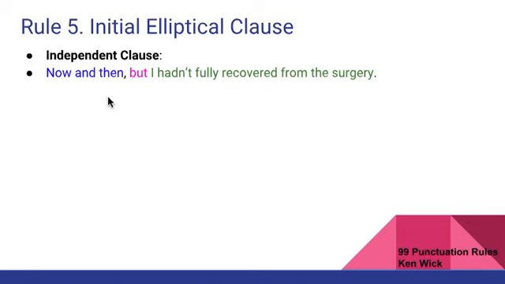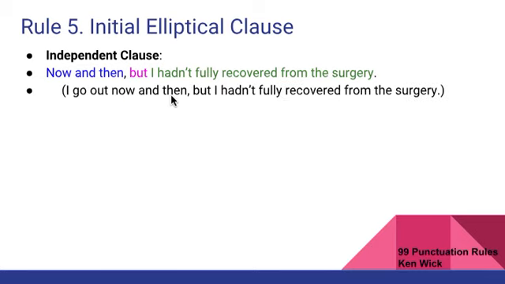So how would you punctuate this? Well, no doubt this "now and then" is an elliptical form of an independent clause or a subordinate clause. It could stand for, I go out now and then, but I hadn't fully recovered from my surgery. The question might have been, do you get out? And they could have said, well, now and then, but I hadn't fully recovered from my surgery. And you would understand what they're talking about, going out. The person just didn't say it.